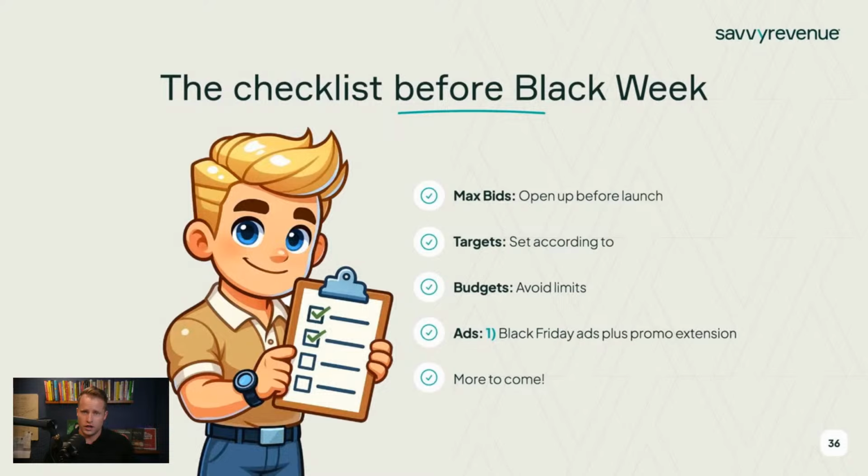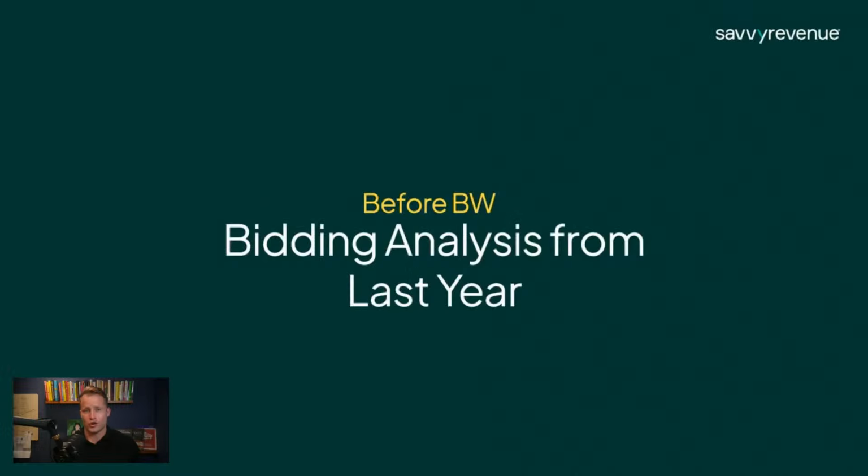Start doing it now. Set targets according to what I just showed you before with the front-loading analyzer. Take a look at it and make sure you set the targets 5% down, 10% down, 15% down, not percentage points, but 5 to 15% down, depending on what the front-loading analysis says. Make sure you avoid limits. Again, use the script. I have that later. And make sure you write Black Friday ads. Make sure you include promo extensions as well.